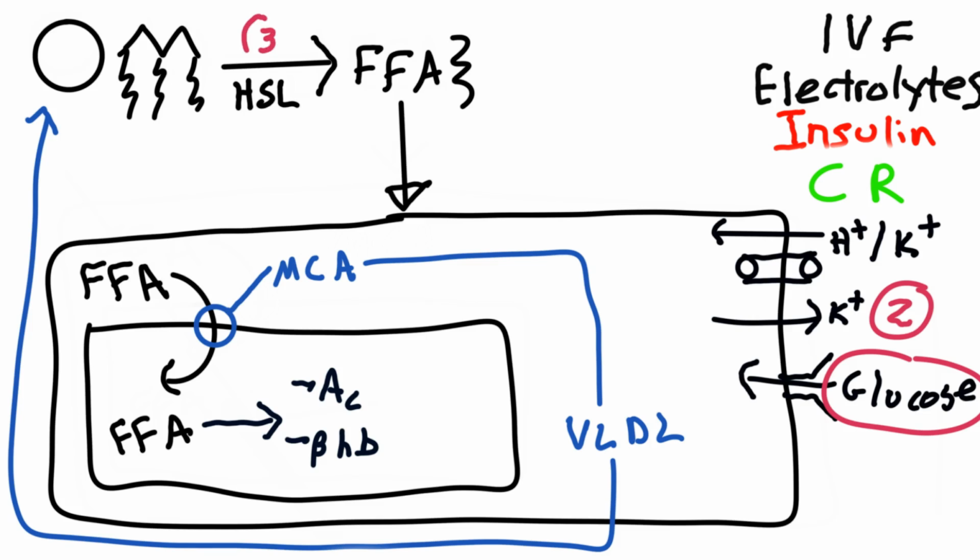Number three here, it is going to stop hormone-sensitive lipase from causing lipolysis and therefore decrease the substrate for ketogenesis, the free fatty acids. And number four, it's going to block the carnitine shuttle, making it so that the fatty acids can't go into the mitochondria. So these are the main reasons we do what we do and why we give IV fluids, electrolytes, and insulin.